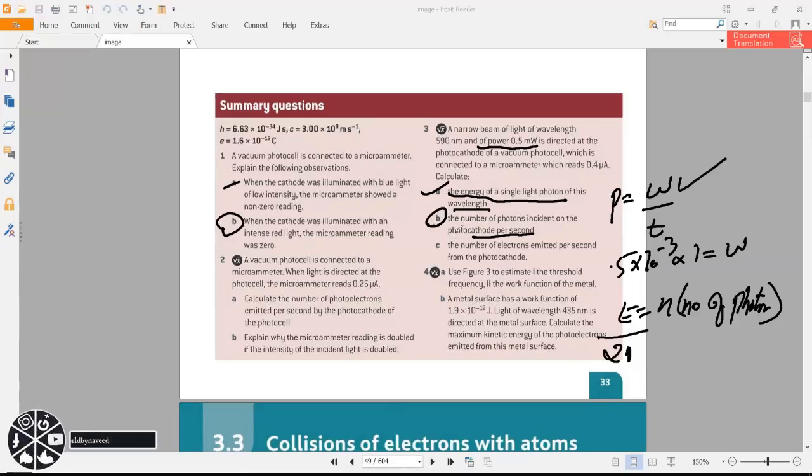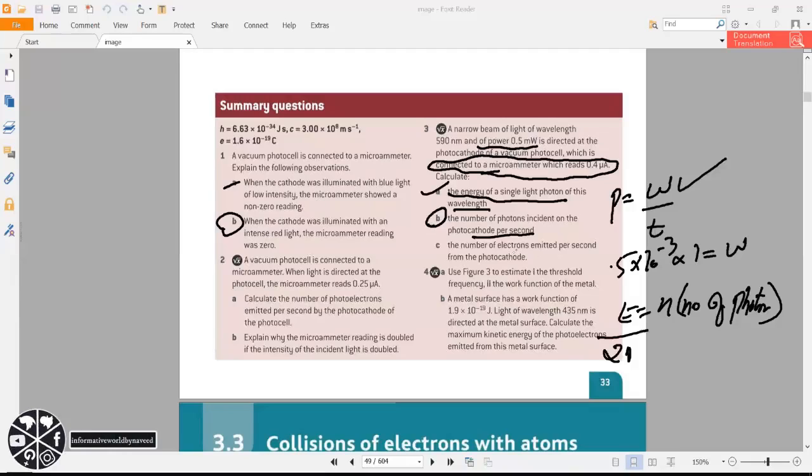Oh, and the answer for C will be the same as the answer for B because the number of photons incident on the electron is proportional to the number of electrons. 2 photons absorbed, 2 electrons emitted. 3 photons absorbed, 3 electrons emitted. Actually, we can find it from this. This is hard.